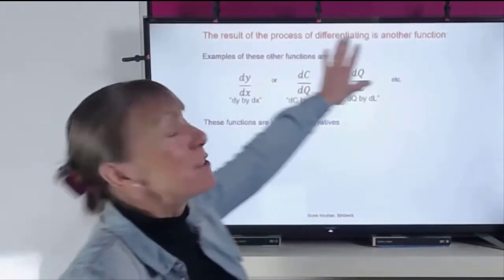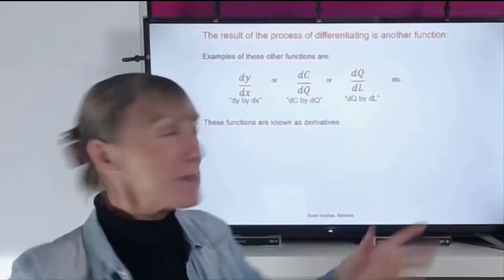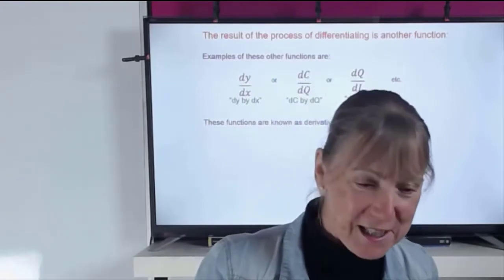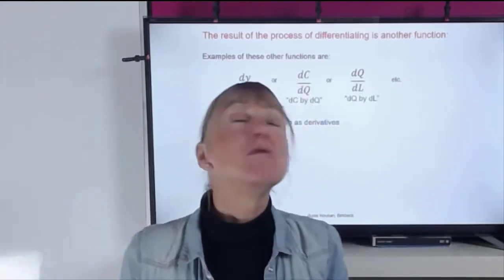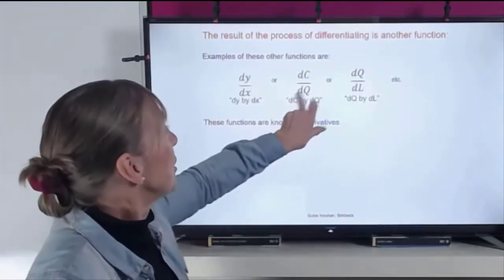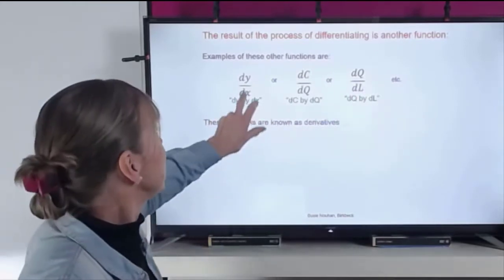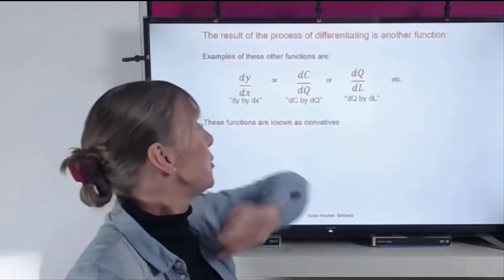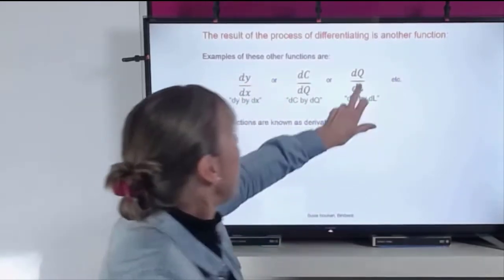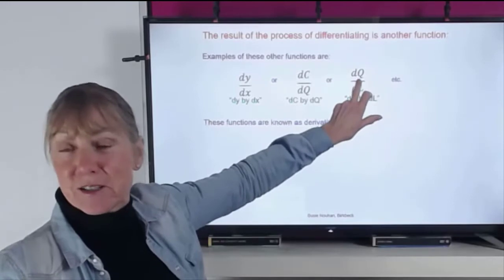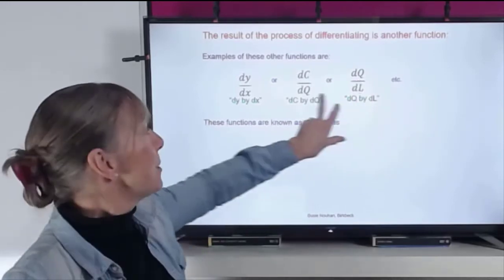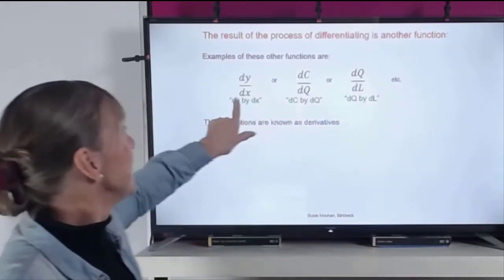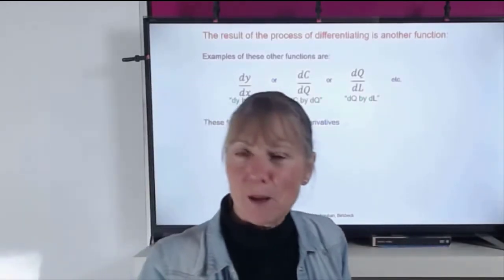So the result of differentiating, and I haven't told you how you do it yet, is another function. So out of this differentiation process comes another function. And the name of the function, depending on what we're differentiating, is either dy by dx, dc by dq, or dq by dl. This looks like we've differentiated a production function with respect to labour. This looks like we've differentiated a cost function with respect to quantity. That's just a vanilla dy by dx from a graph.